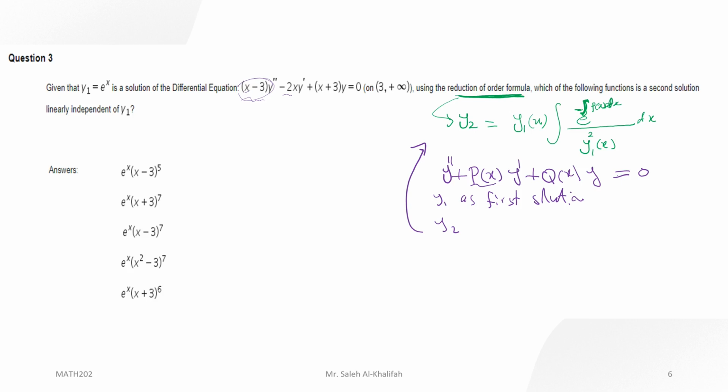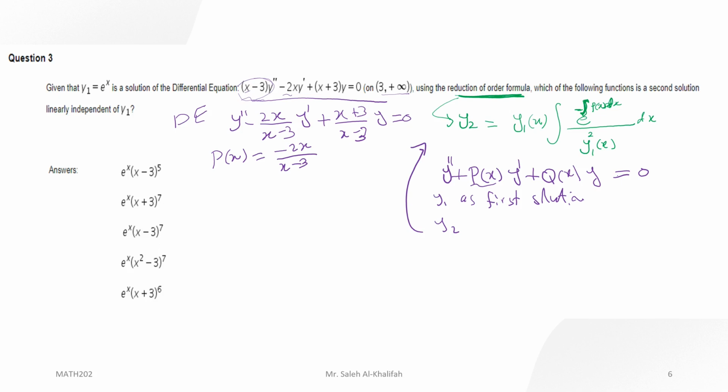That's why the interval says from 3 to infinity, in order for this x minus 3 not to be equal to 0. تمام. So to solve we have to arrange this differential equation, so it will be y double prime minus 2x over x minus 3 y prime plus x plus 3 over x minus 3 multiplied by y equals 0. So this is our new differential equation, and so that implies that p of x is nothing but minus 2x over x minus 3. Now we start to solve the question easily. طيب.